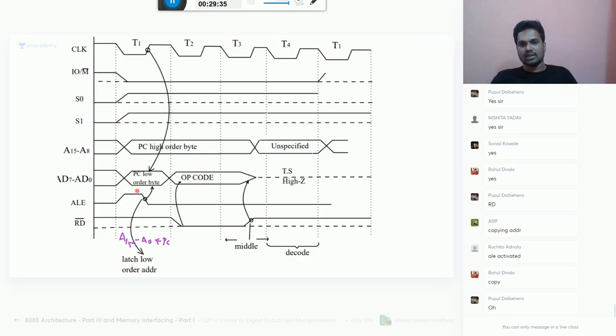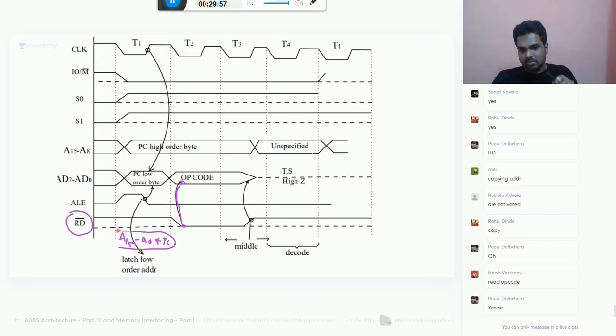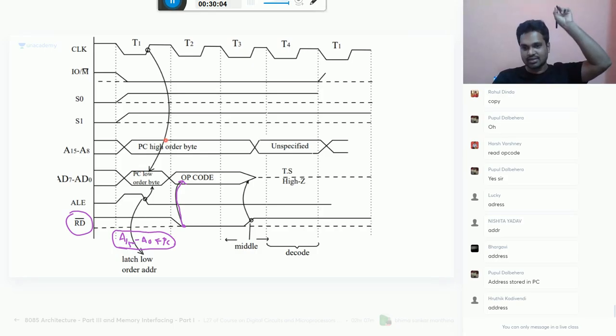Now listen. In the second T state, we give read bar signal equal to 0. It is active low, so we make it 0. Then it will read the opcode. From where will it read the opcode? From this address. One by one, step by step I am explaining. Please understand that. The address is not in the PC, it is in the address bus. PC has given it and its job is done.